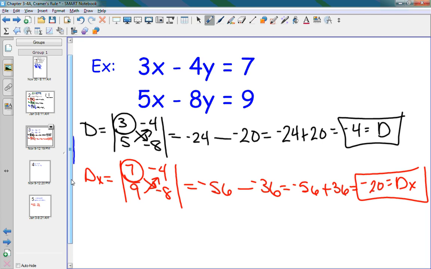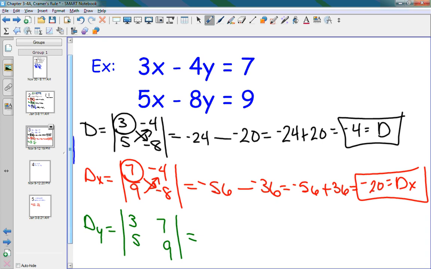Now I need to do dy. When I'm doing dy, what do I get rid of? Do I get rid of the x coefficients or the y coefficients? I get rid of the y coefficients, and what do I replace them with? The constant. So I have my determinant bars, and what goes where? In the first column I have 3, 5. In the second column I have 7, 9.